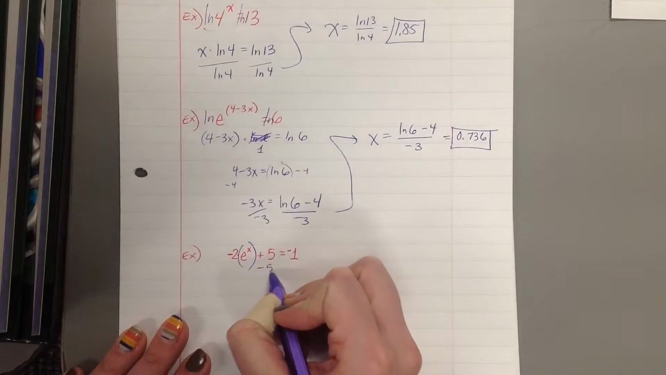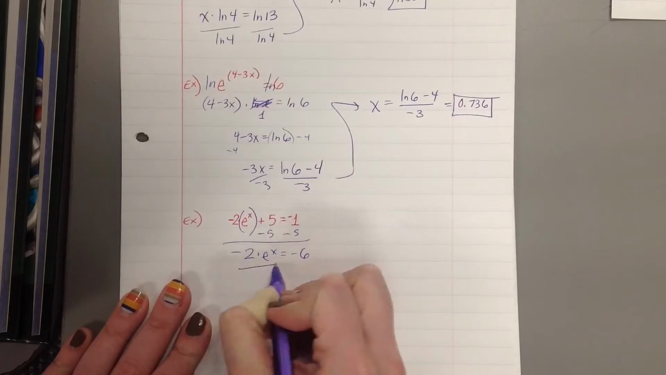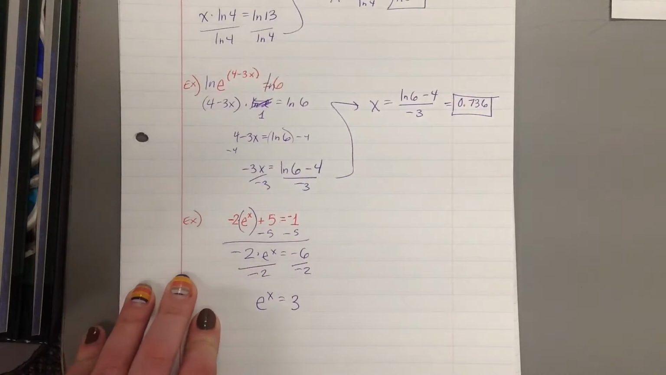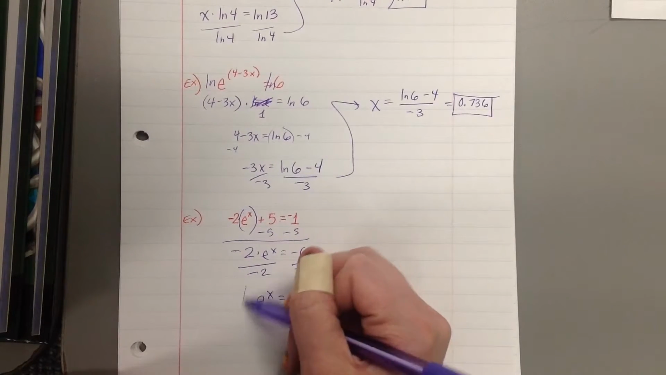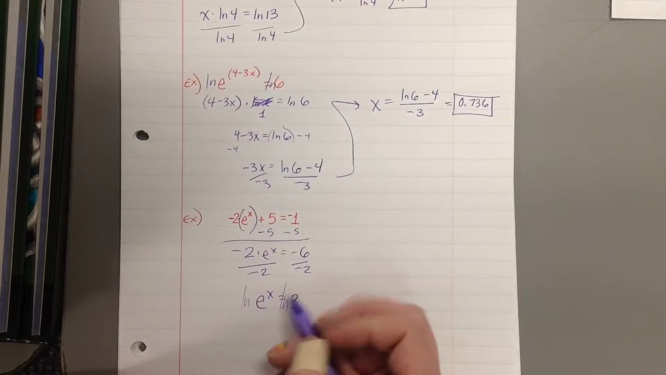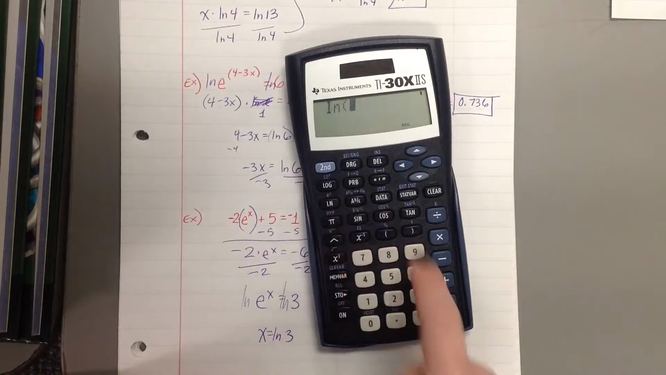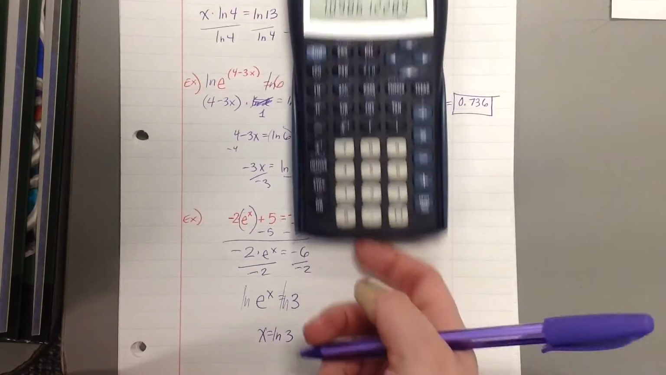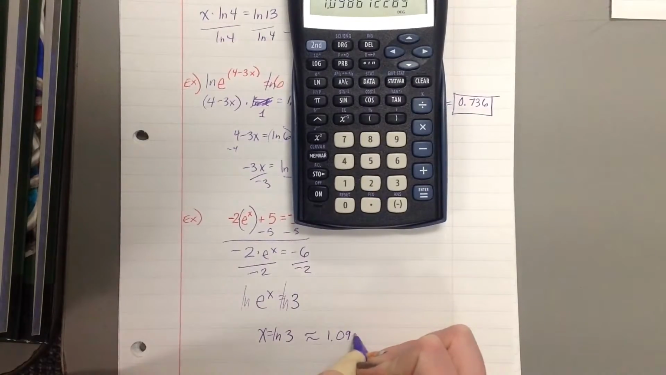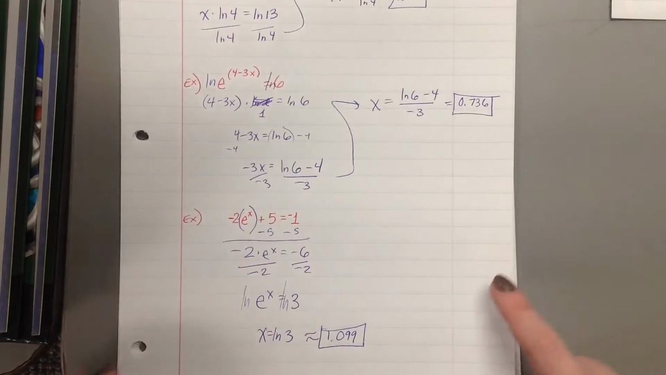So what I'm going to do is first subtract that 5 and divide by negative 2. I get e to the x equals 3. And we could keep solving from there very easily. We just take the natural log of both sides, and really, natural log and e, they cancel. I'm left with just x is equal to the natural log of 3. How nice. Therefore, natural log 3, I get 1.0986. So we'll go with 1.099. There we go. Alrighty.